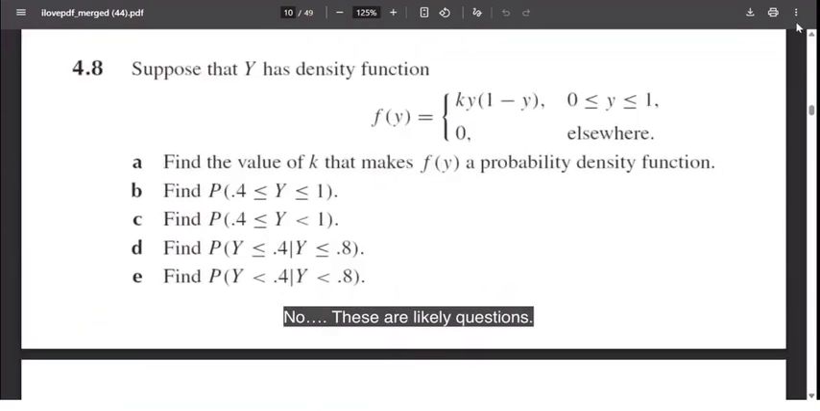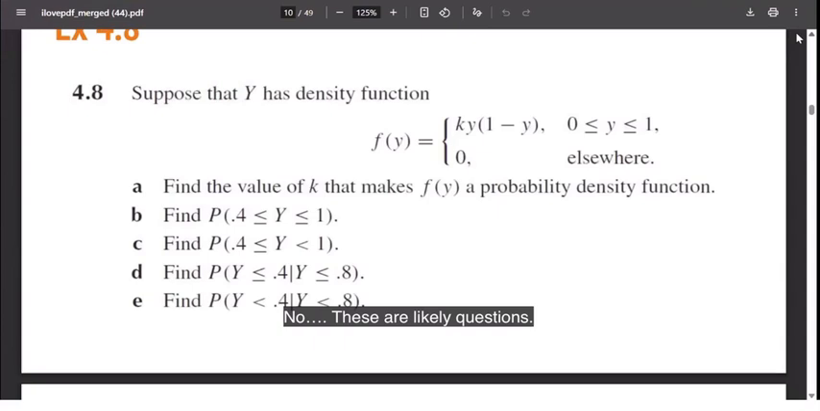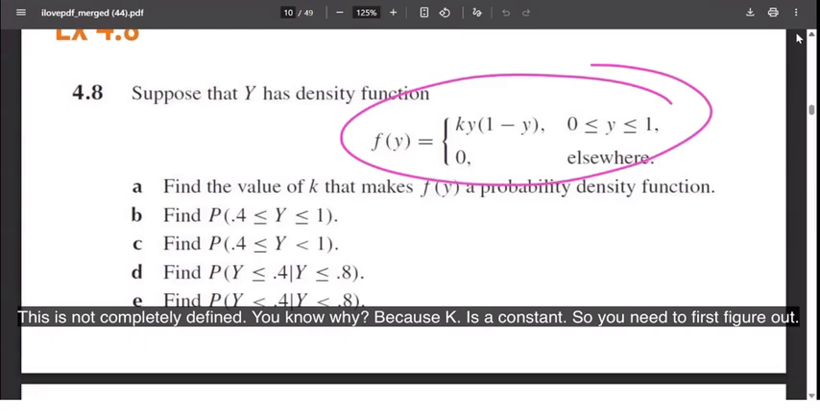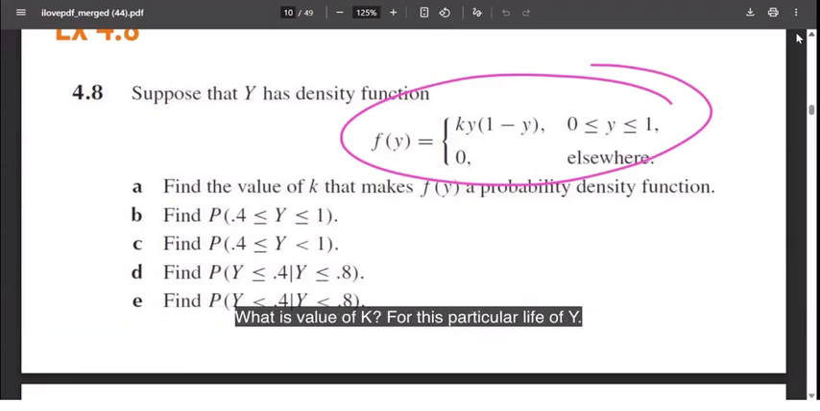Now, these are likely questions, maybe in the exam or in the assignment. Take a look at this. You were given f of y equal to that. But you know what? This is not completely defined. You know why? Because k is a constant. So you need to first figure out the value of k for this particular f of y to be a valid PDF.